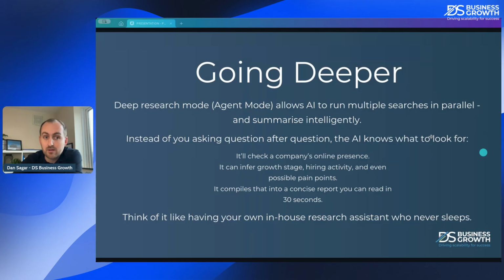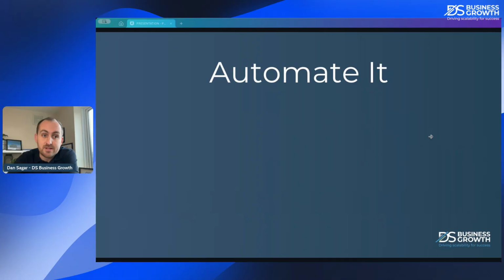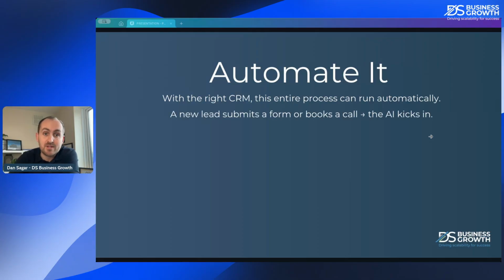And this is all well and good, but I've said here, the point is to save you time. So the smart thing to do with this is to automate this research happening. So I'm sure many of you have already looked up your competitors, perhaps, or your prospects, and got some information about them. But the clever thing to do here is to automate it. So if you're using the right CRM, this process can absolutely run automatically. And how this works in reality is a lead submits a form.